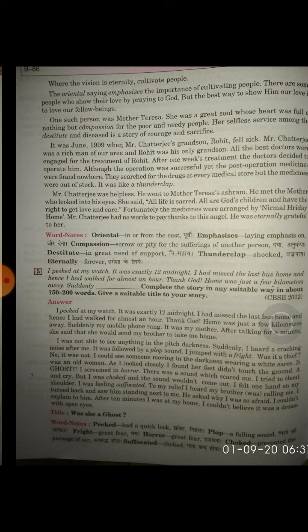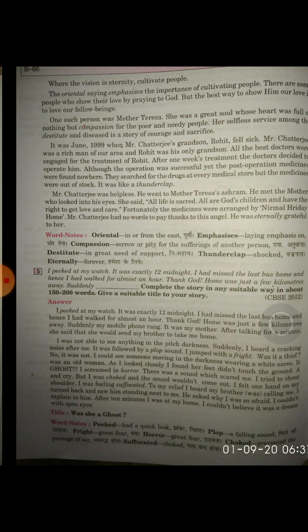I felt one hand on my shoulder. I was feeling suffocated. To my relief, I heard my brother calling me. I turned back and saw him standing next to me. He asked why I was so afraid. I could not explain to him. After 10 minutes, I was at my home. I could not believe it was a dream with open eyes.